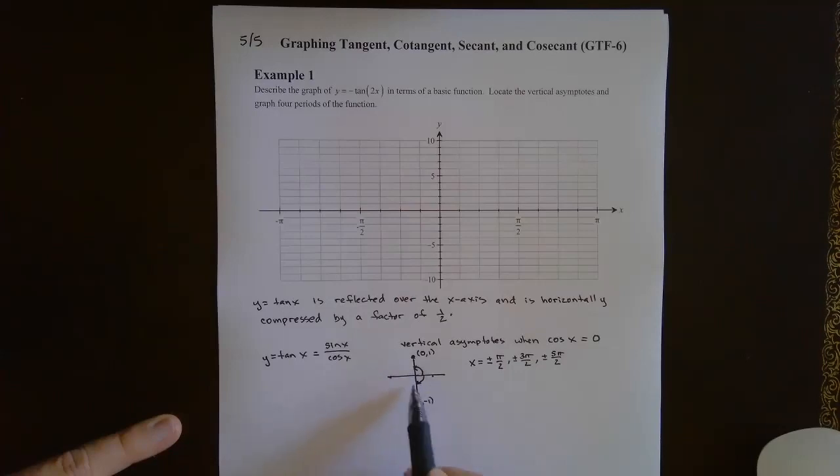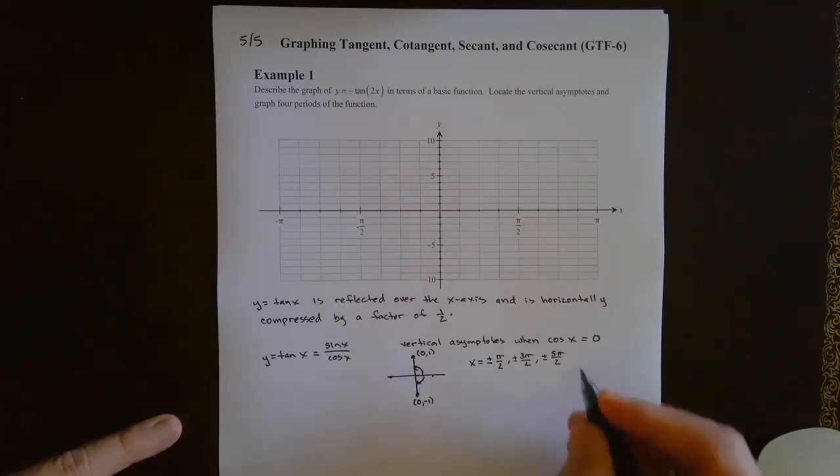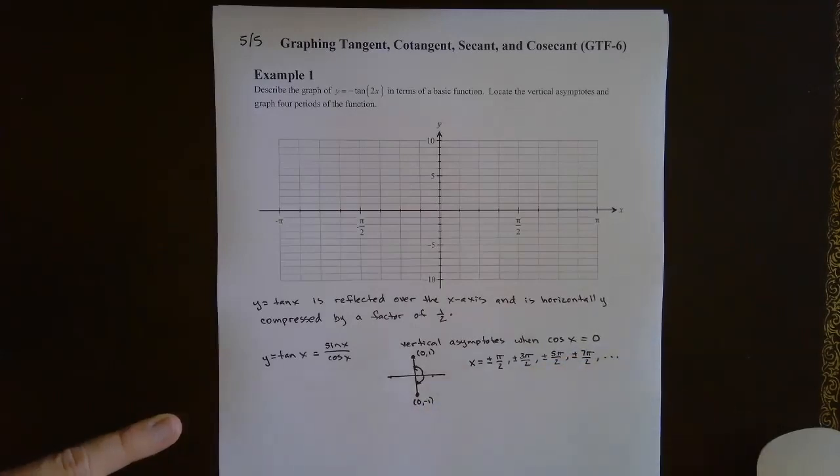Now that's rotating in a positive direction. I could do the same thing in a negative direction. So that's why this is plus or minus 7 pi over 2. And we could keep going with that, right? So that's where all the vertical asymptotes are going to be for tan x: plus or minus pi over 2, plus or minus 3 pi over 2, plus or minus 5 pi over 2, okay?